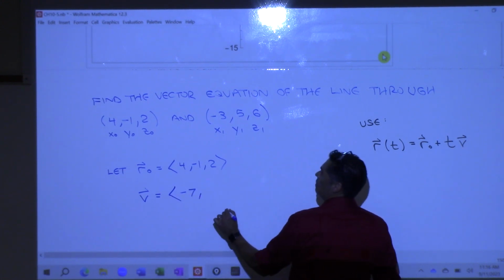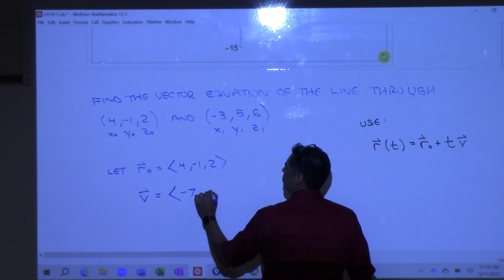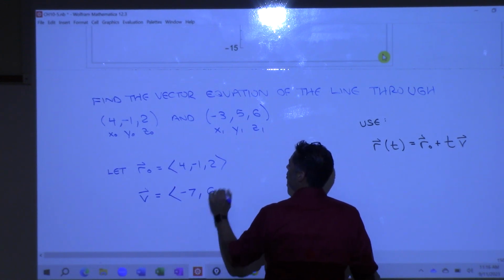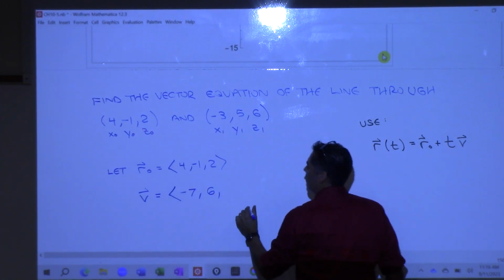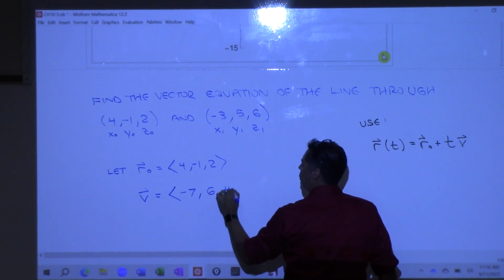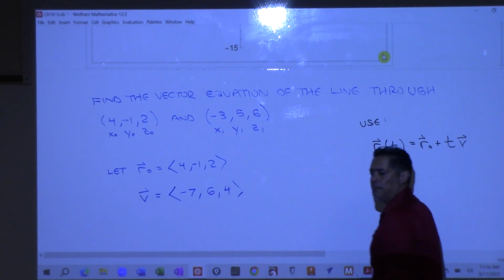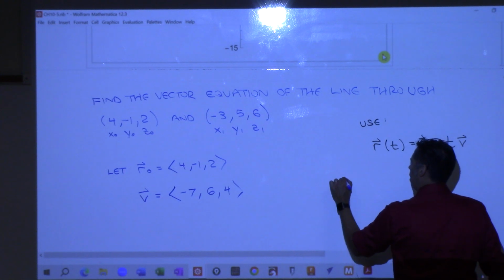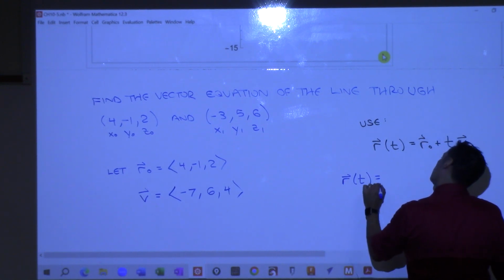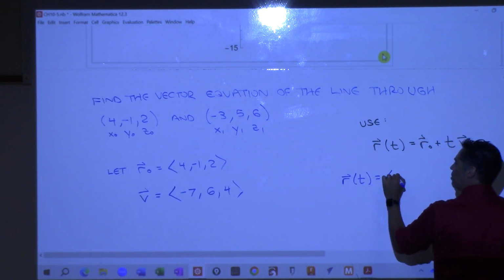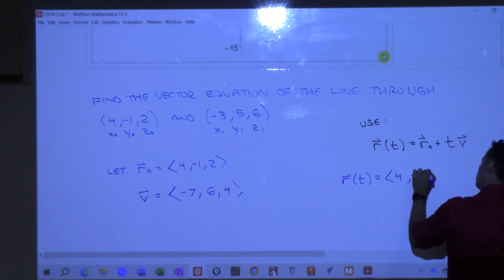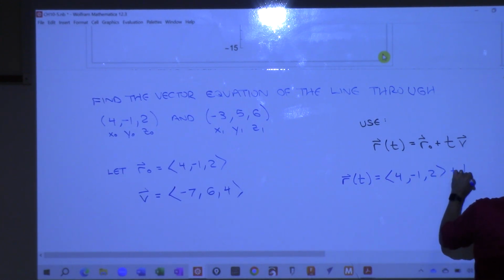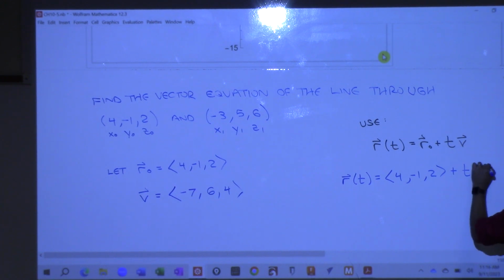-7, 6, right? Because we're doing 5, take away -1, and then the last one would be 4. That is our direction vector. And once we have that, we've got the equation. So r of t equals r naught, which is the vector 4, -1, 2, plus t times the direction vector, -7, 6, 4.